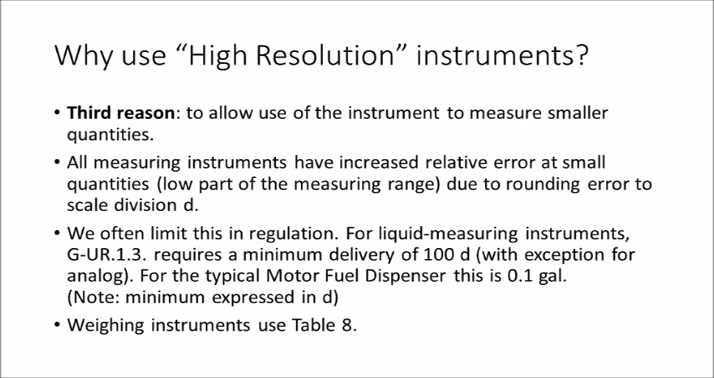And we limit the use of the instrument at low quantities. For example, liquid measuring devices require, according to the general code, 100 D. So for the typical motor fuel dispenser, that's 1/10 of a gallon. And for weighing instruments, we use table 8. And you will notice that we have made some proposed changes to that in the block 2 items.